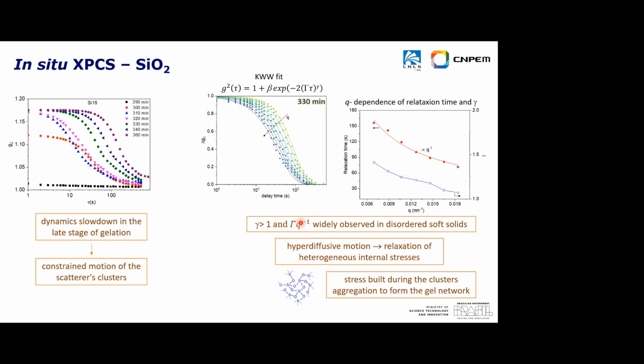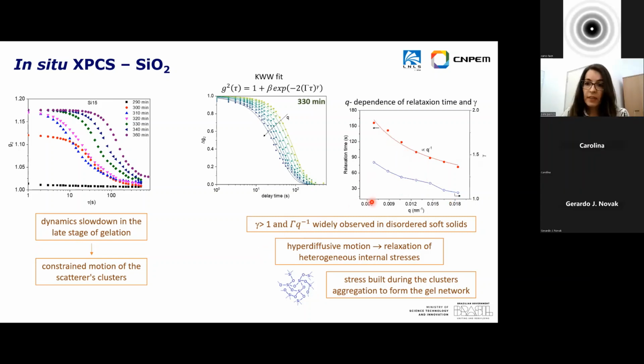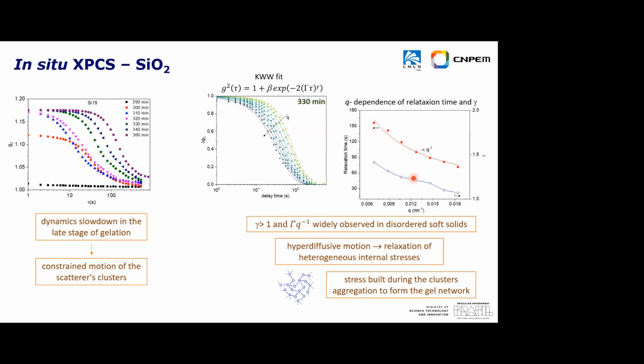Sorry. So when I have this gamma exponent higher than 1, and also the relaxation time dependence on Q following a power law of -1, it was observed in soft materials, in gels. We also have a lot of different systems where we can observe the same behavior. With this, we can conclude that in this case, we have a hyperdiffusive motion.